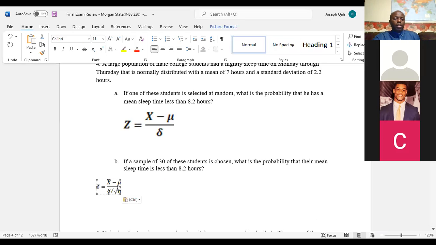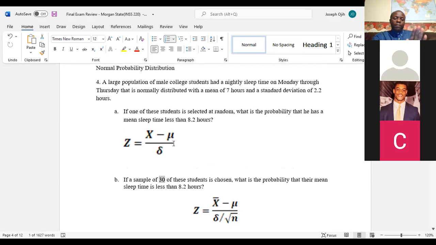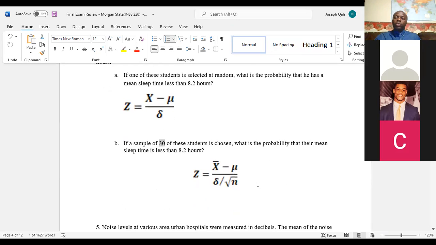So we use this one here because they give us the sample size of 30. So this 30 represents the n, and they give us the sample mean of 8.2 hours. Even though this one is just the x value, this one here represents the sample mean. So that's the formula we use for the first part, and this formula for the second part. You will see that kind of question in the exam.